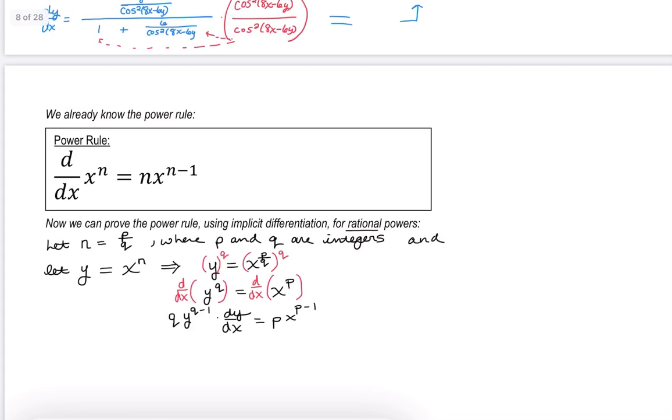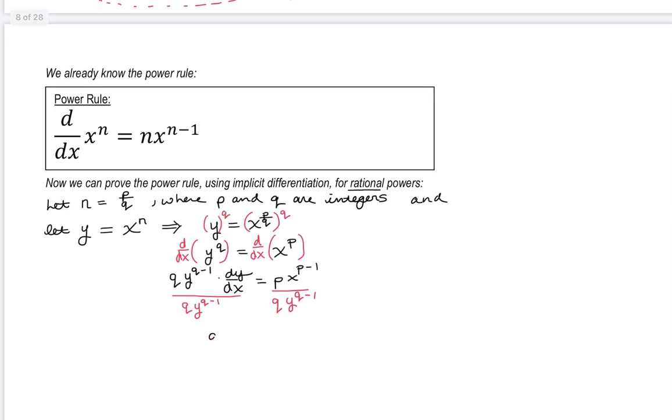Now, just like what we always do with implicit differentiation, the next step is to solve for dy dx. So we are going to divide both sides by q y to the q minus 1 power. On the left-hand side, I have now isolated dy dx. On the right-hand side, let's see if we can clean this up a bit. I'm going to break off in front the p over q. And I like the look of x here, to the p minus 1.